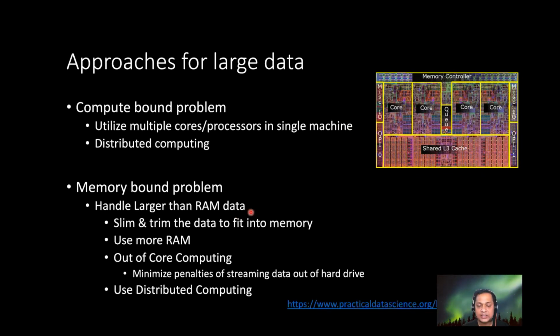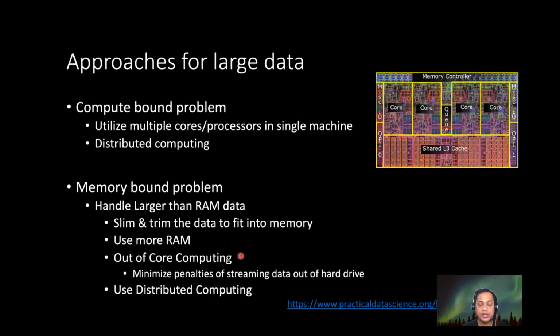To handle larger than RAM data, we should opt for one of the following options. First, we should try to slim and trim the data so that it fits into the memory. If that doesn't work out, we should upgrade our RAM to a larger size. If that's not an option, we should use something called out-of-core computing. Out-of-core computing is a concept used by Dask, so let's try to understand it.